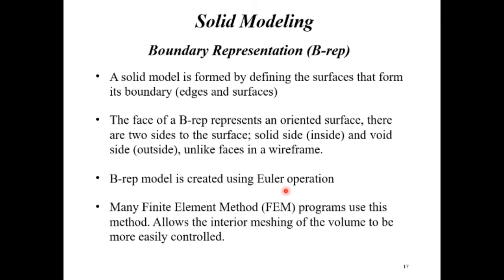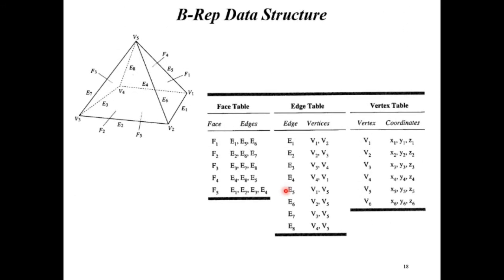We can see that many finite element method programs use this method, which allows the interior meshing of the volume to be more easily controlled. So, boundary data structures. This is the table representing the B-rep, and consider this as a pyramid. So how can it be formed? A vertex is nothing but a point, and an edge is nothing but the line joining the points.